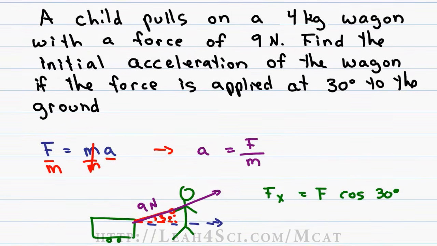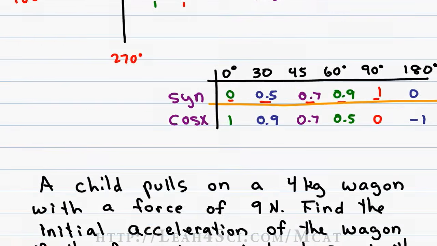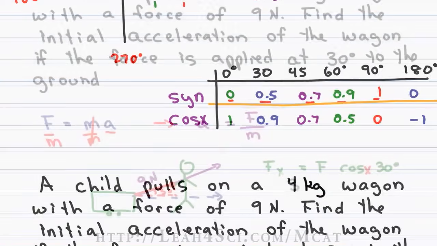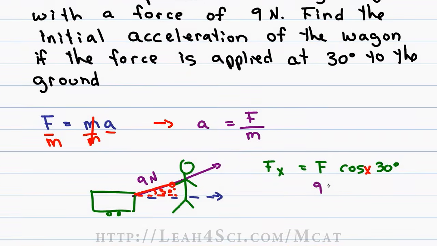How did I know to use cosine? Remember the trick. We're spelling cos with an x, reminding us that the standard triangle uses cosine for the x value. Cosine of 30, according to our shortcut, is 0.9. We're not going to use 0.866 because the math will take too long. So we have 9 newtons times cosine of 30, which is 0.9. 9 times 9 is 81, but because the decimal is 1 space to the left, we move the decimal back 1 space to the left in our answer too, giving us 8.1.